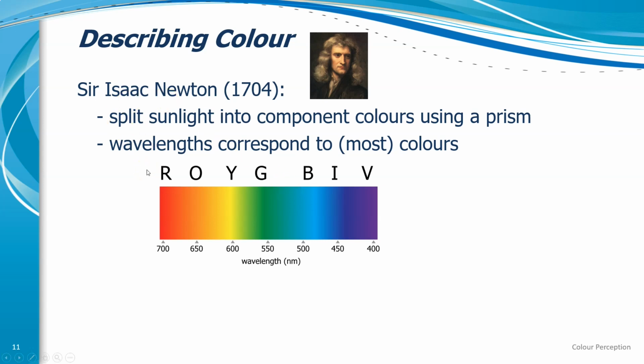Here is the spectrum, so the colors in the rainbow. And we can remember those by remembering Mr. Roy G. Biv, who lives in the rainbow and tells us the color names in order: red, orange, yellow, green, blue, indigo, violet. Remember that we are starting at the longer wavelengths with the red and moving to the shorter wavelengths, the violet.